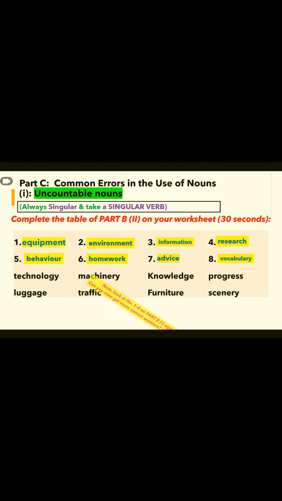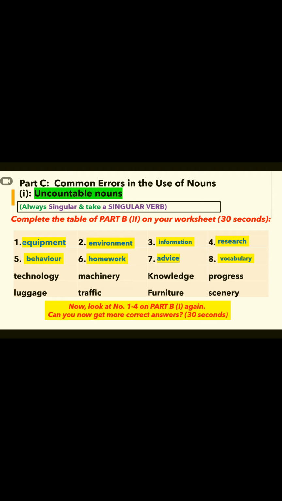Now, let's look at part B again. Just now you worked on part B. Let's look at numbers 1 to 4 on part B. Let's show the answers. Are you correct? You can pause the video and then double check and correct first before you move on. Now, have you got more answers for part B already, for numbers 1 to 4?